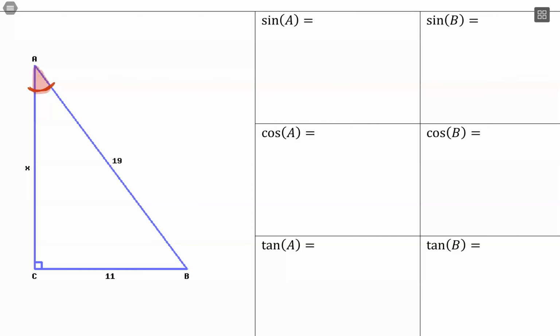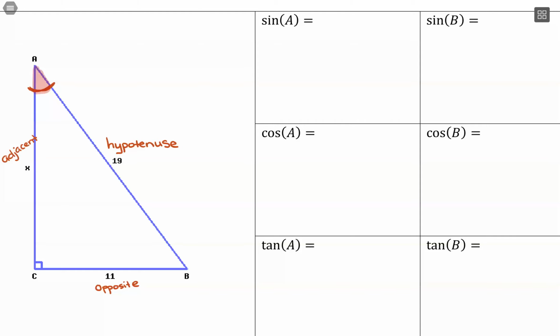So with that, I want to label the side lengths. So the hypotenuse, I could always do that without even knowing which angle I'm focused on. So that 19 is going to be the hypotenuse. And then from there, what I'm going to do is label opposite and adjacent. So I can see that 11 is opposite. And that side length x is touching that angle A, so that would be adjacent.